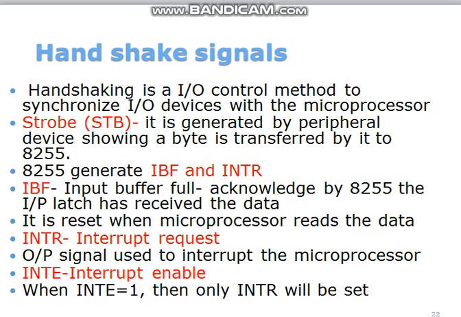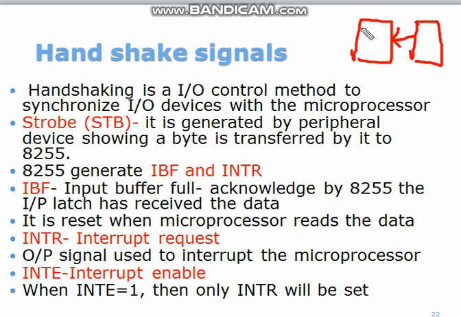For handshaking, you have a strobe pin, STB. What happens with the strobe pin is that the peripheral device from which I am going to send the data, once the data is transferred, this peripheral device will generate the strobe. Your input output device will be connected to your 8255. So once this input output device is communicating data to the 8255, strobe will be generated.